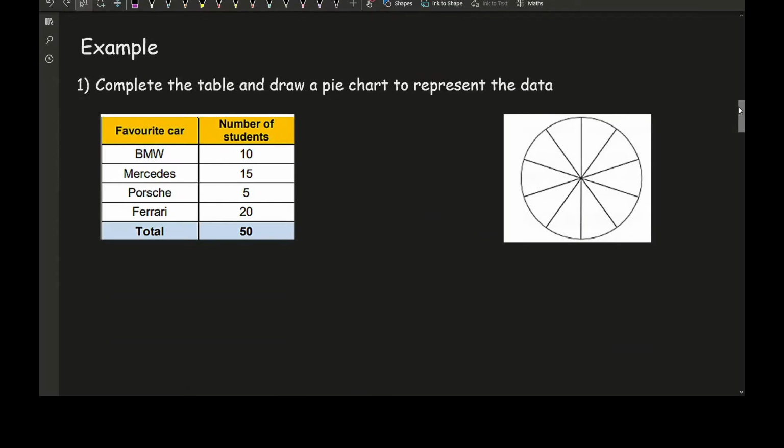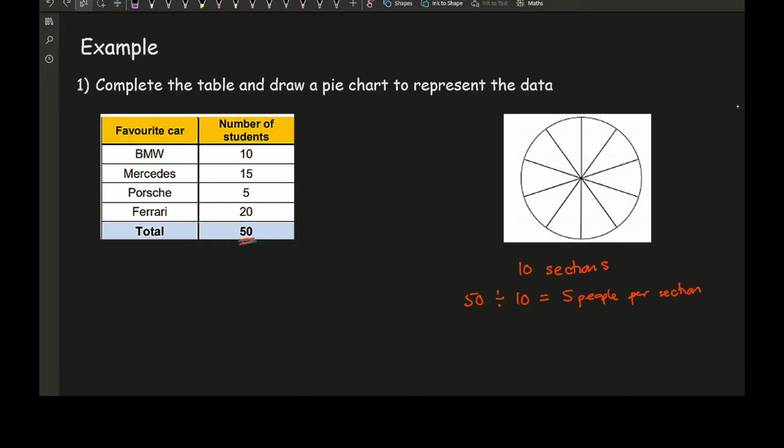So in terms of our first one, it says complete the table and draw a pie chart to represent the data. Now our pie chart is already pre-drawn for us and it's already split into 10 sections. So first things first, we need to see if we've got the total, which we have. So we've got 50 bits of data and 10 sections. So if I've got 50 students and 10 sections, I've got 50 divided by 10, so that equals 5 people per section.